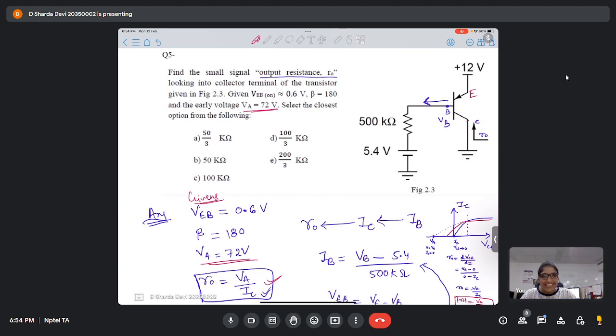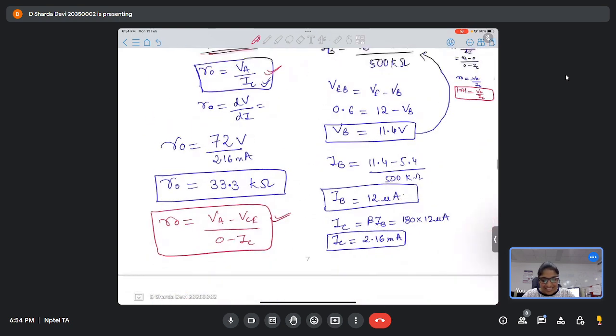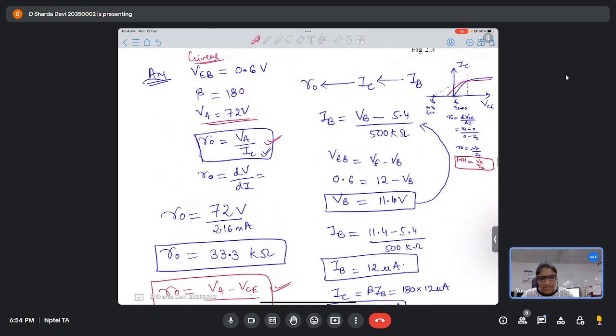If there were resistors here, then we would have written the drops across those resistors and found out what VC is. But here we cannot write it like that. And this is actually a well established formula for R naught. We generally use it as VA upon IC. Even when we look into MOSFET, we have a similar kind of formula there as well, considering the early voltage.